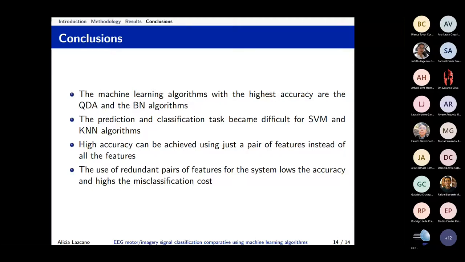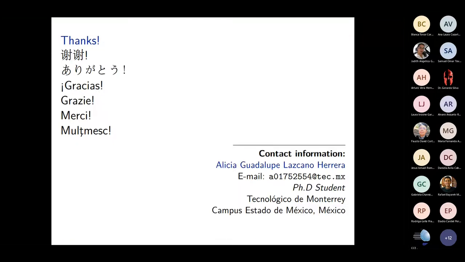For further work, we plan to use more of the database, another type of characteristic, and feed it into a neural network to do this classification. That's all, and I'm open for questions. Thank you.